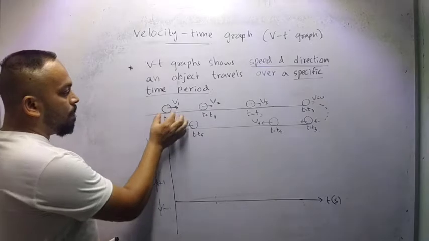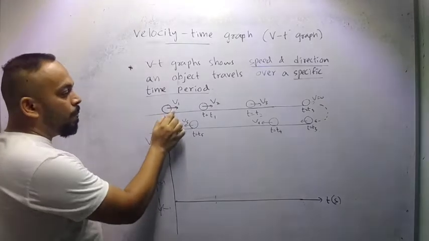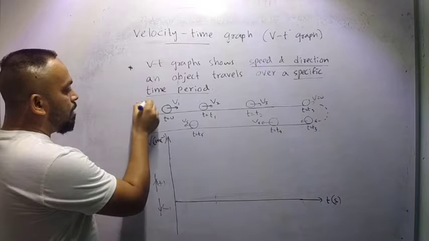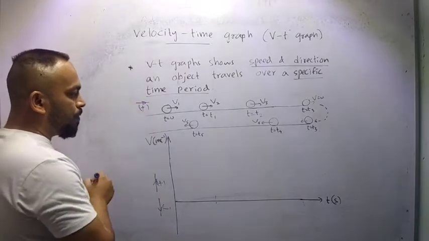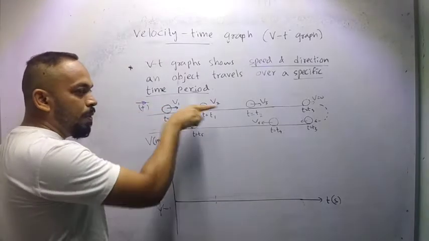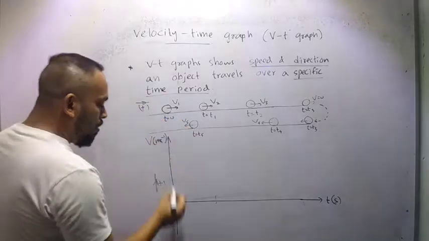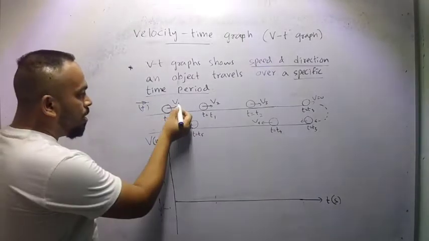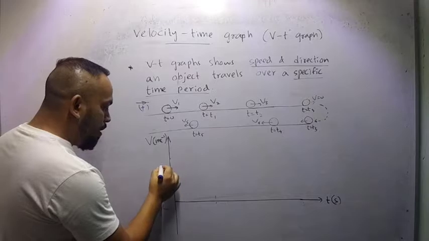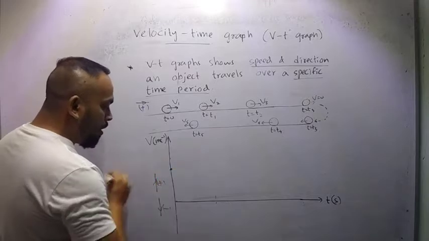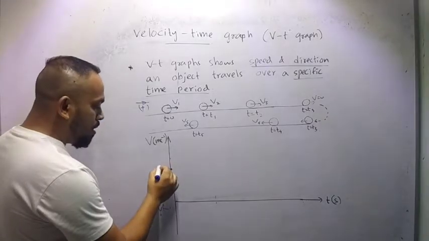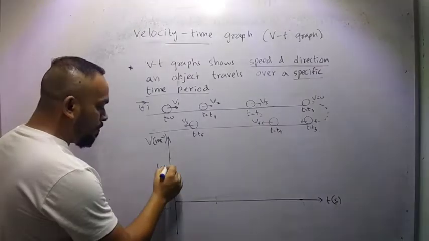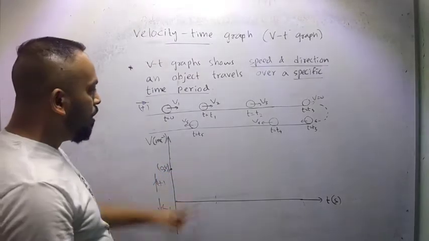You can see that the particle starts at t equals 0 with the velocity v1. So we can plot it. I'm going to take this direction to be positive, because initially it is moving in this direction. At t equals 0, on this vertical axis, the velocity it starts with is v1, right? So this is the point (0, v1).